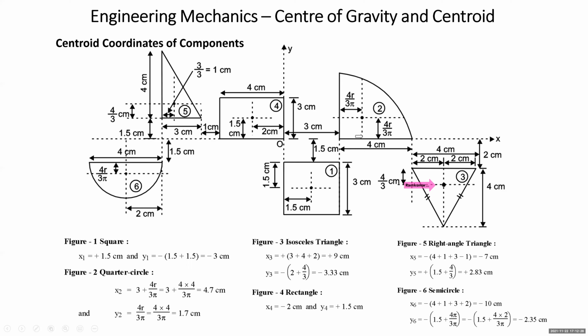Y coordinate, this point is below x-axis. So y coordinate will be negative. What is that? 2 plus 4 by 3. Y coordinate is negative, 2 plus 4 by 3 below x axis. That's why it is minus.